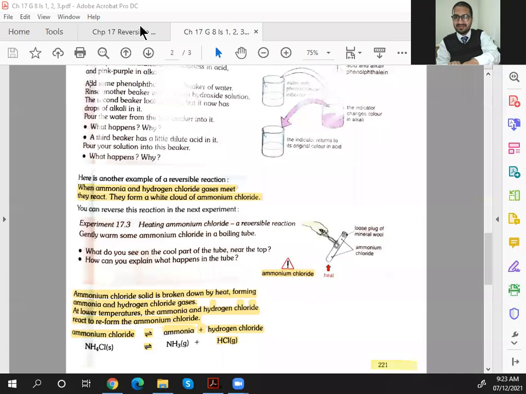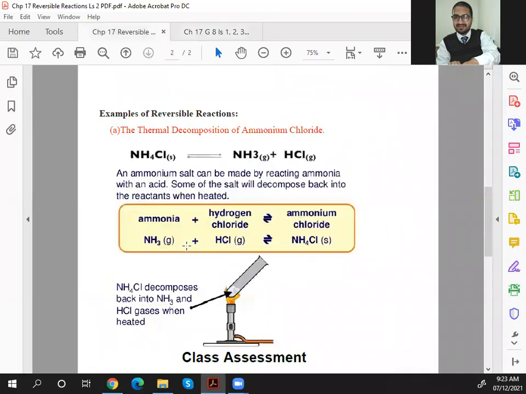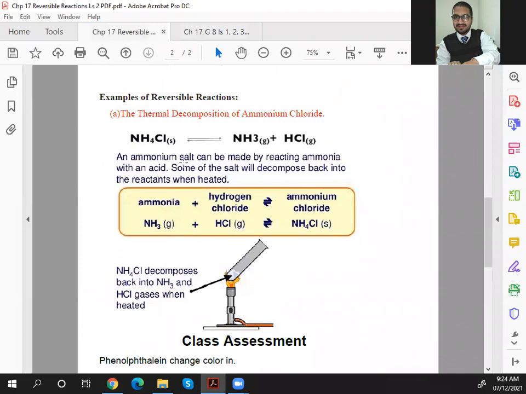Let's go back to the slide. After this, here are the examples of reversible reaction, and what we name this reaction. It is a special type of reaction. We name this the thermal decomposition of ammonium chloride. So you can see here the arrow, the first thing that represents is that it is an example of a reversible reaction.